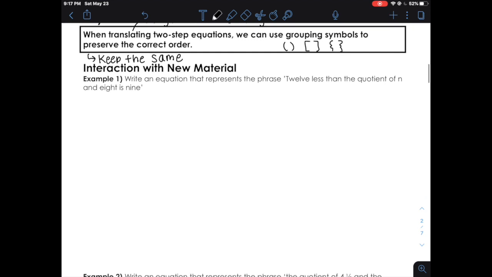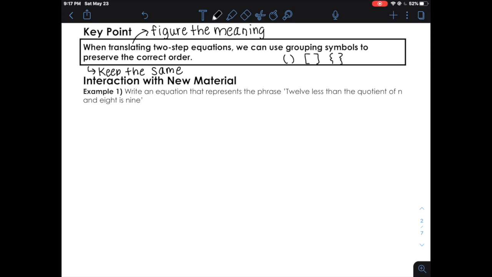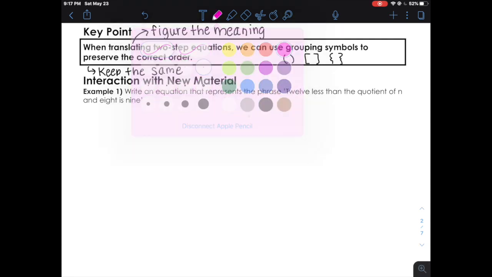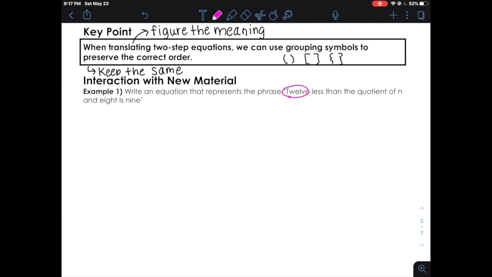All right, so interaction with the new material. Example number 1 says, write an equation that represents the phrase 12 less than the quotient of n and 8 is 9. So let's start marking up our text. It says 12 less than, so I'm going to circle 12, box less than. Less than is telling me that I'm going to subtract. How much am I going to be subtracting? 12. Usually when it says less than, you want to go to the number to the left, because that's how much it's saying is less than, so that's the amount you're taking away.